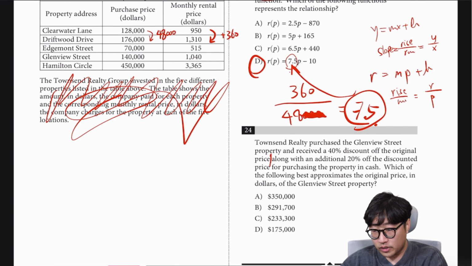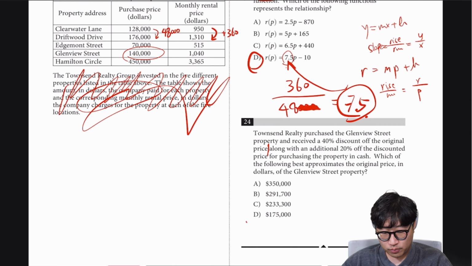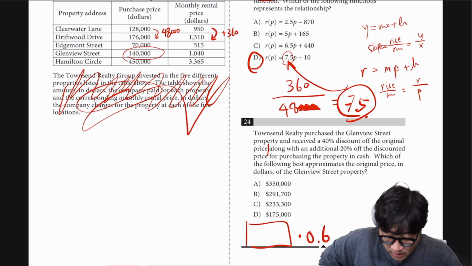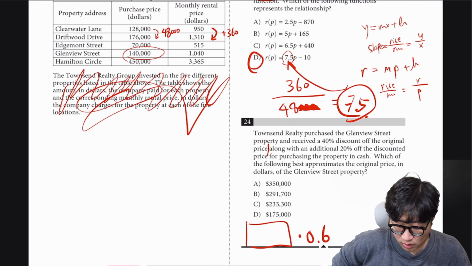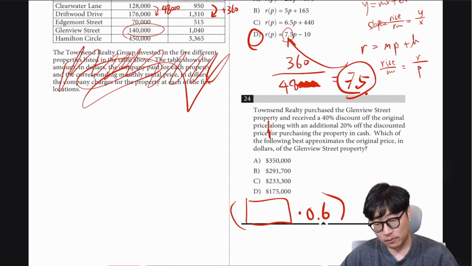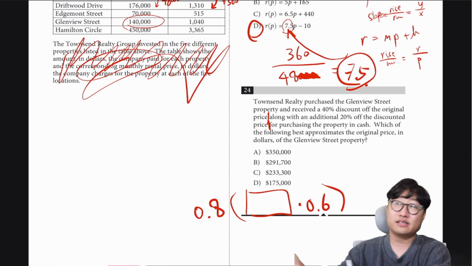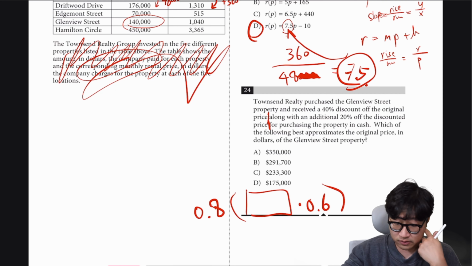So Glenview is currently 100. Actually, no, that was the purchase price. So whatever the actual price was, they got a 40% discount. So you multiply by 0.6 because you're only paying 60%, along with an additional 20% off the discounted price. On top of this, you got an additional 20%. What a lucky bastard. So that would be multiplied by 0.8, because you're paying 80%, getting that 20% off.